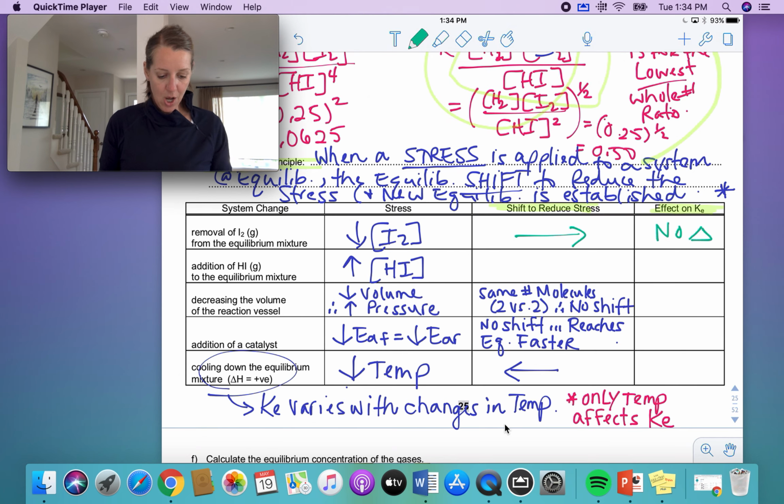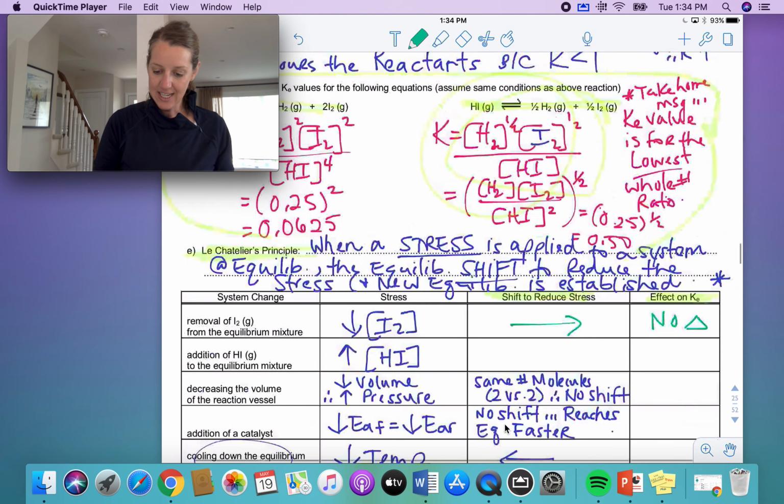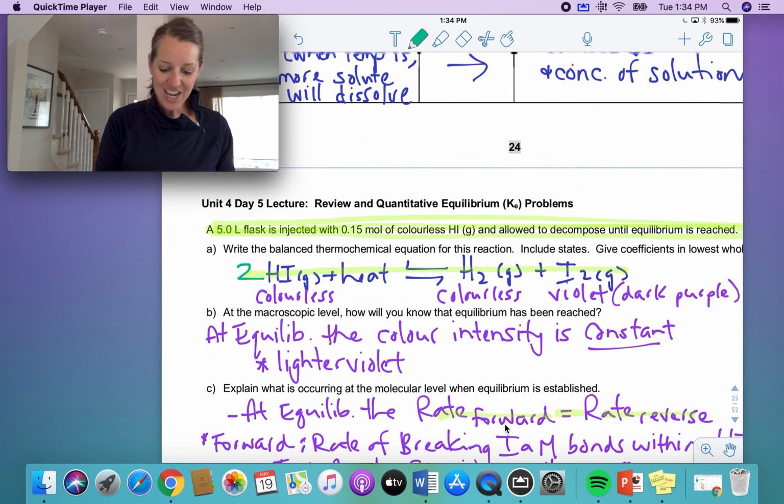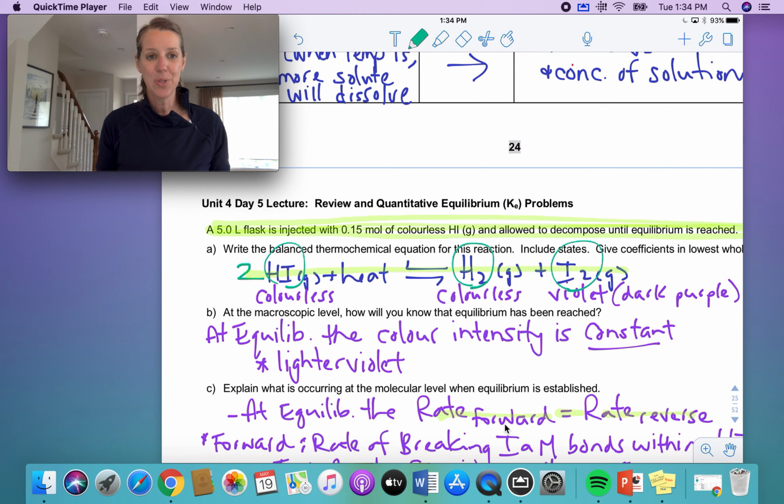No change. Why? Because the concentration of my HI is going to go down. The concentration of the H2 is going to go up. The concentration of the I2 is going to go up until a new equilibrium is established. And then mathematically, if you were to put those concentrations in, you're going to get the exact same value for K. K does not vary because, again, you've just established a new equilibrium. Does that make sense? Okay.